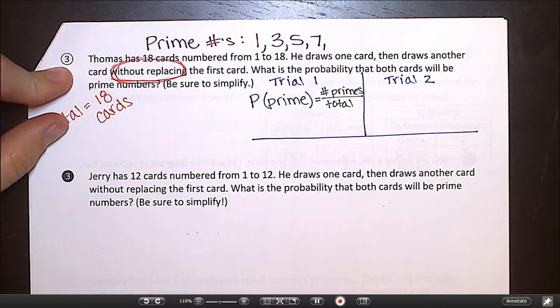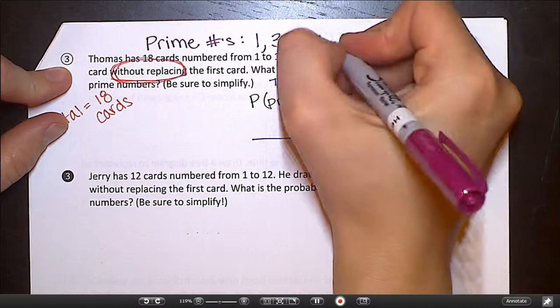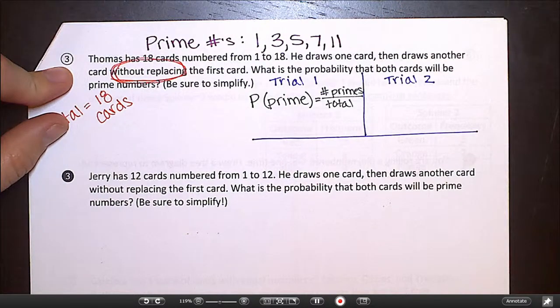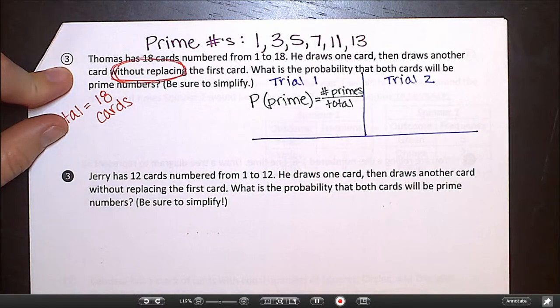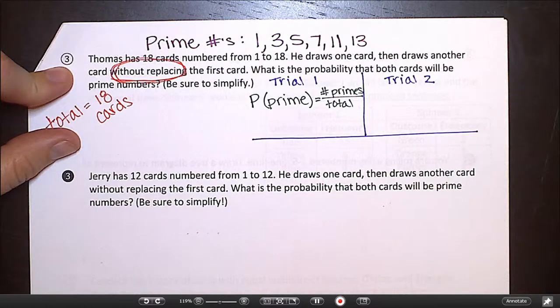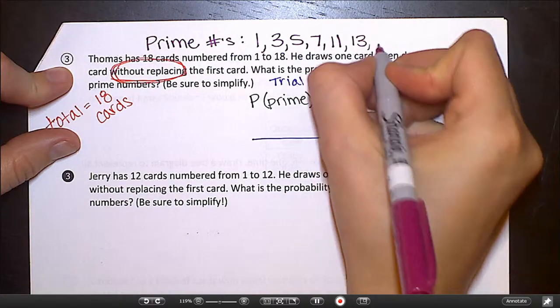8 can be divided by 2 and 4. 9 can be divided by 3. 10 can be divided by 2 and 5. So our next prime number is 11. 12 is 3 times 4 or 2 times 6, so it's not prime. 13 is prime though. 14 is 2 times 7, so that doesn't count. 15 is 3 times 5. 16 is 2 times 8 or 4 times 4. So our next prime number is 17.